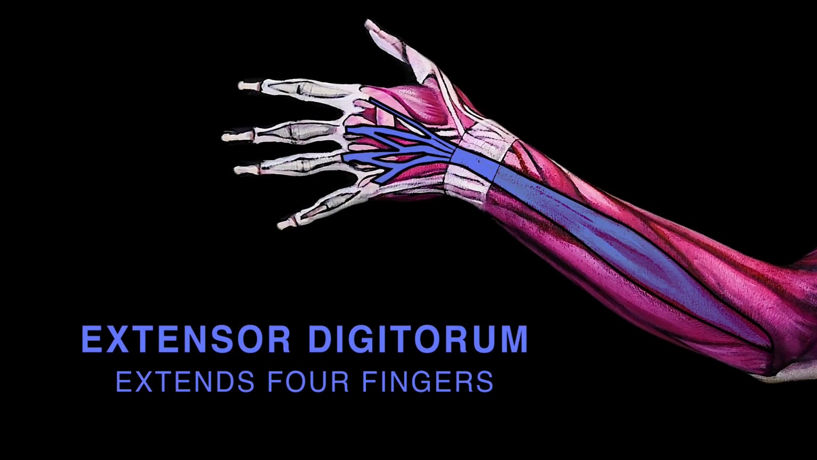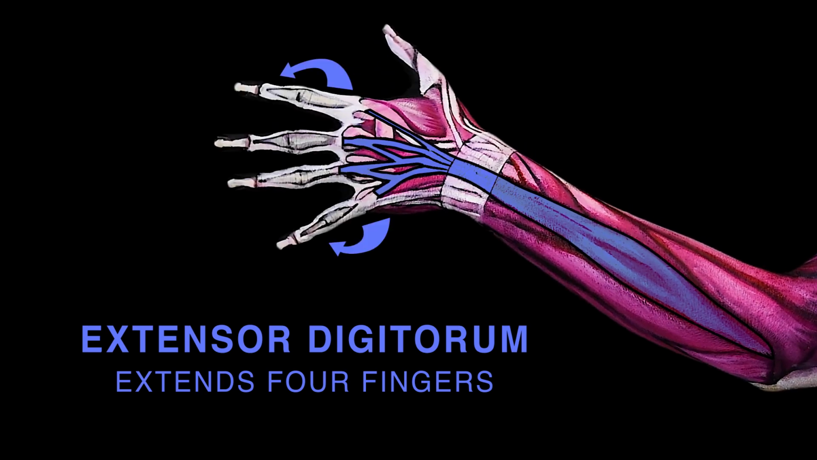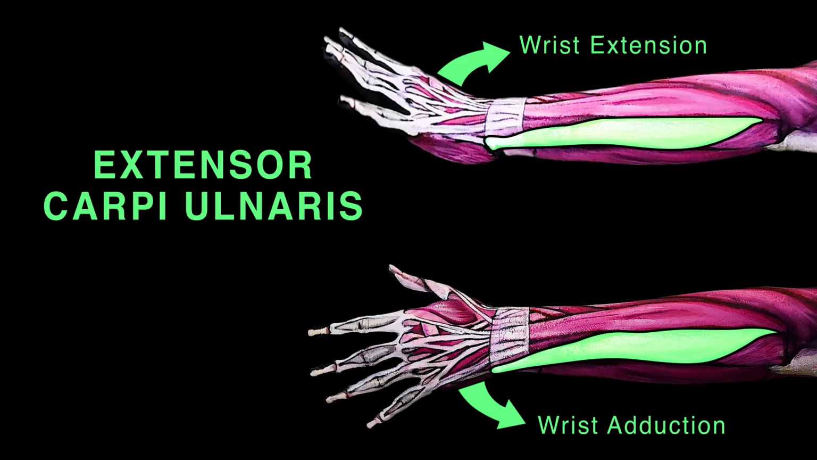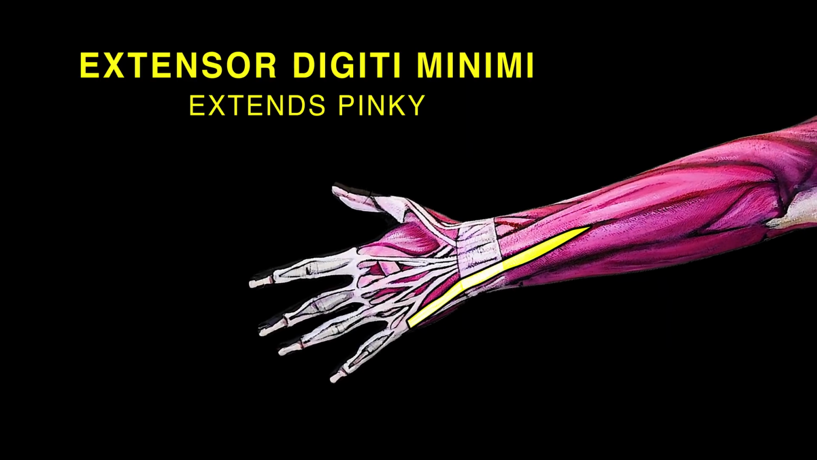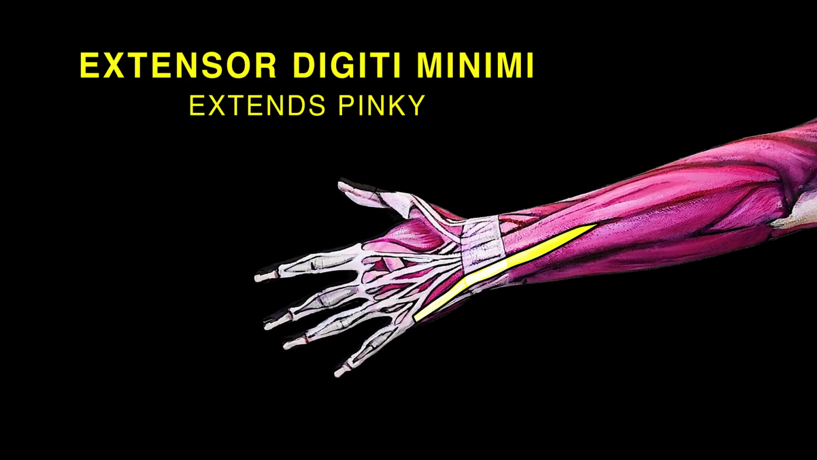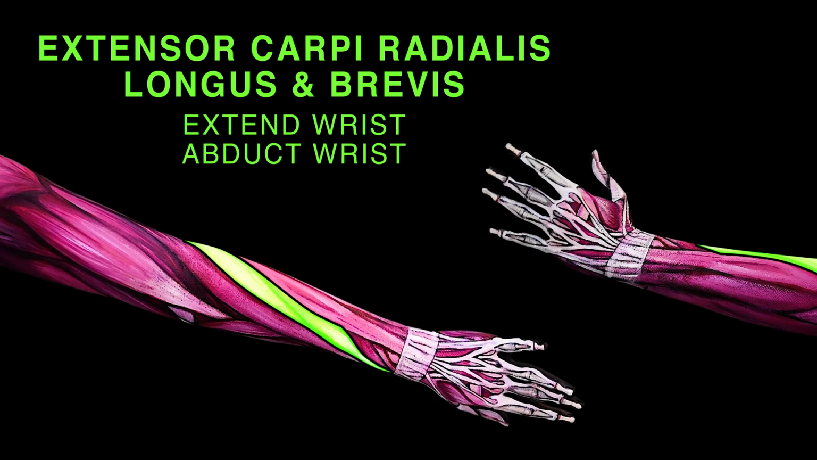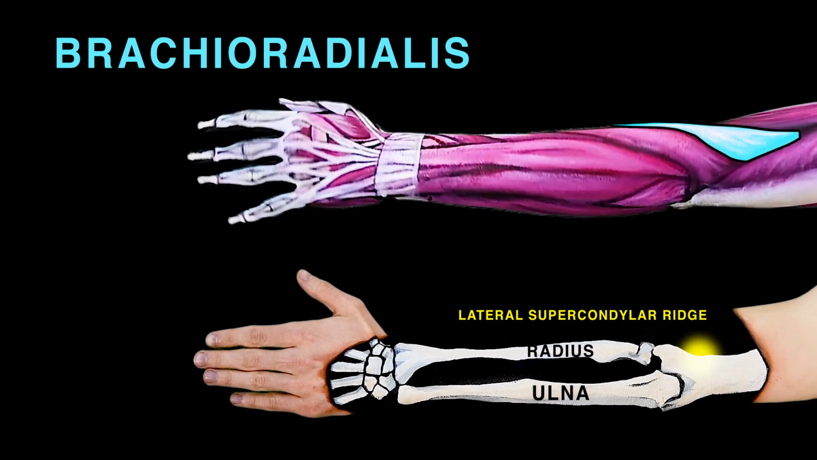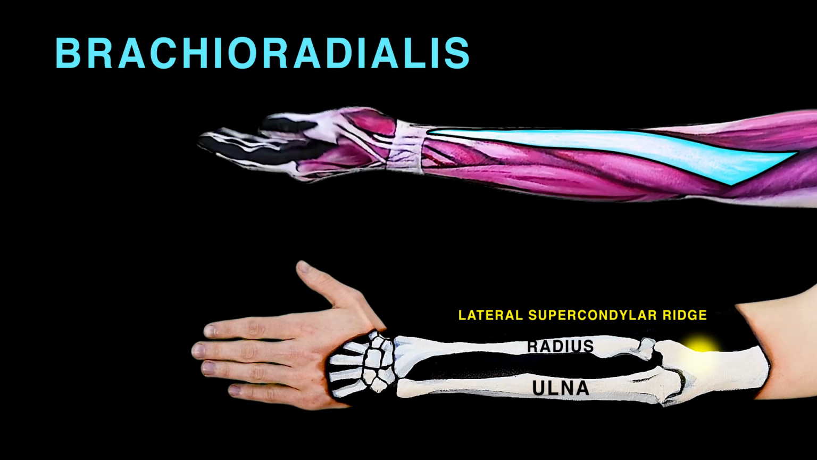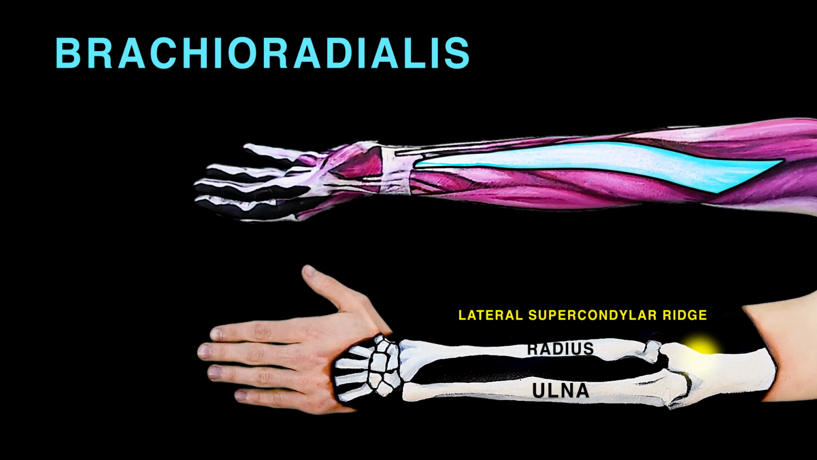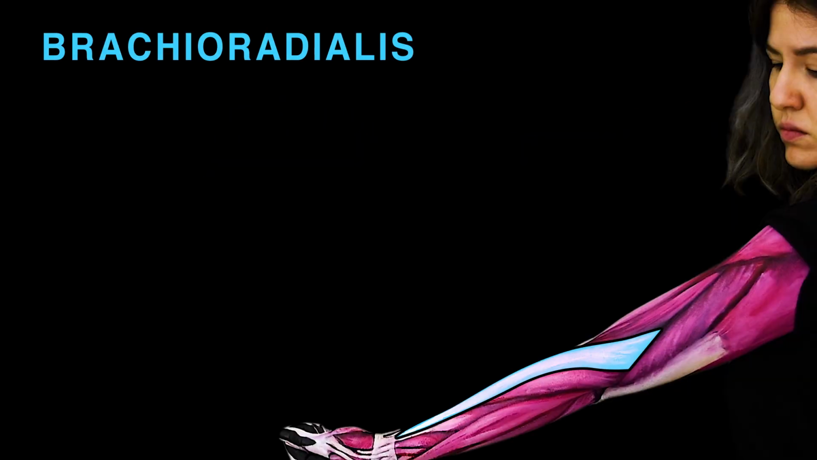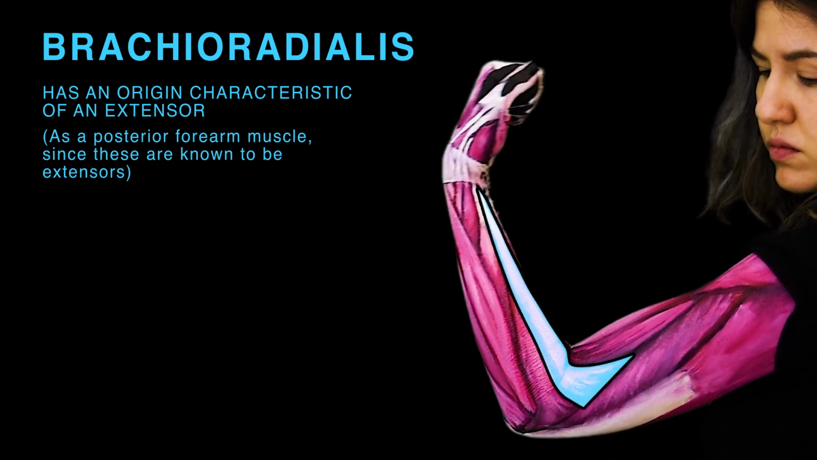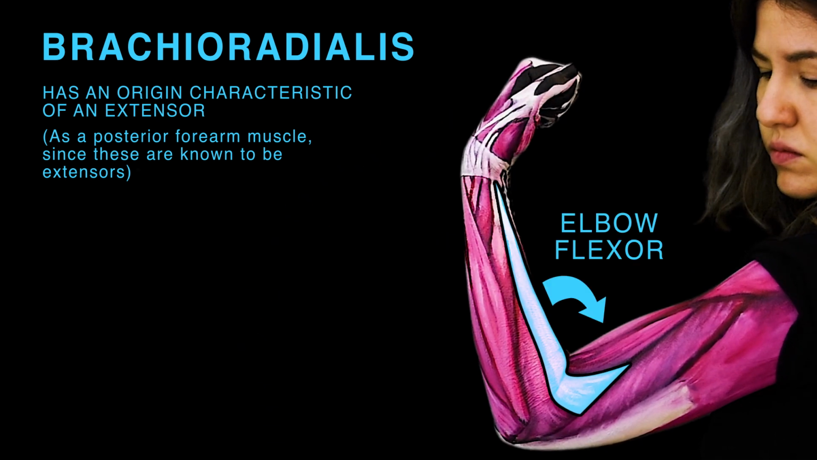The extensor digitorum is the main finger extensor. The extensor carpi ulnaris is a wrist adductor and extensor. The extensor digiti minimi extends the pinky and wrist. Extensor carpi radialis longus and brevis help move the wrist. From the lateral supracondylar ridge originates the brachioradialis, which then attaches to the distal end of the radius. Brachioradialis has an origin characteristic of an extensor, but it lets you bend your elbow, so it's actually a flexor.